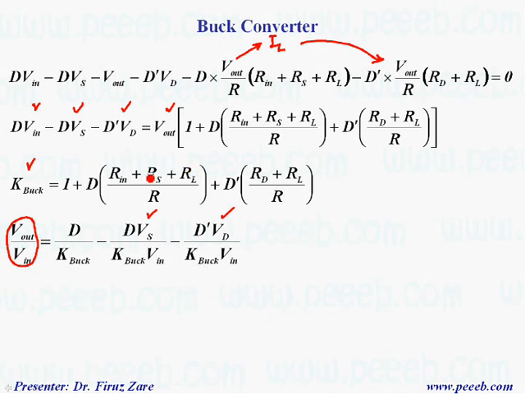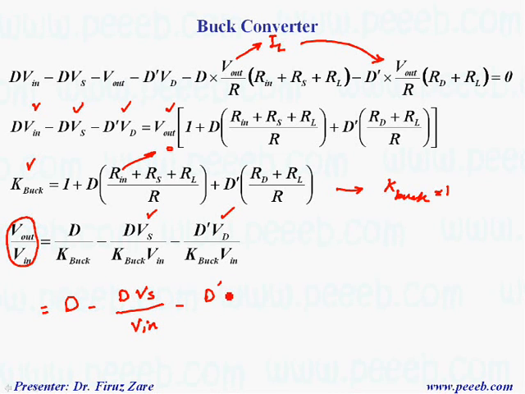So if these resistors are zero, that means K buck equals 1. So this equation will be D minus D Vs divided by Vin minus D prime Vd divided by Vin. So basically, if the voltage drop across the switch and diode are 0, this is the conversion ratio for the ideal case. Otherwise, we can see that this term can change the output voltage.